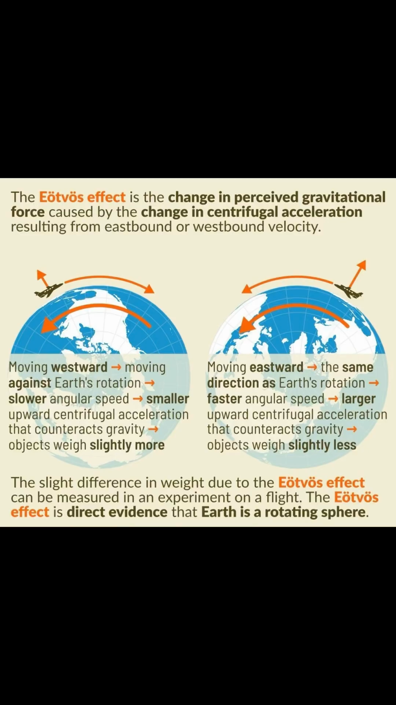Now looking at the opposite case, if you are flying in a plane or any other object and traveling around the curvature of the Earth, moving with the spin of the Earth in an eastward direction, you would be traveling at a faster angular speed around the central point of the Earth, resulting in a larger upward centrifugal force, causing you to weigh slightly less.